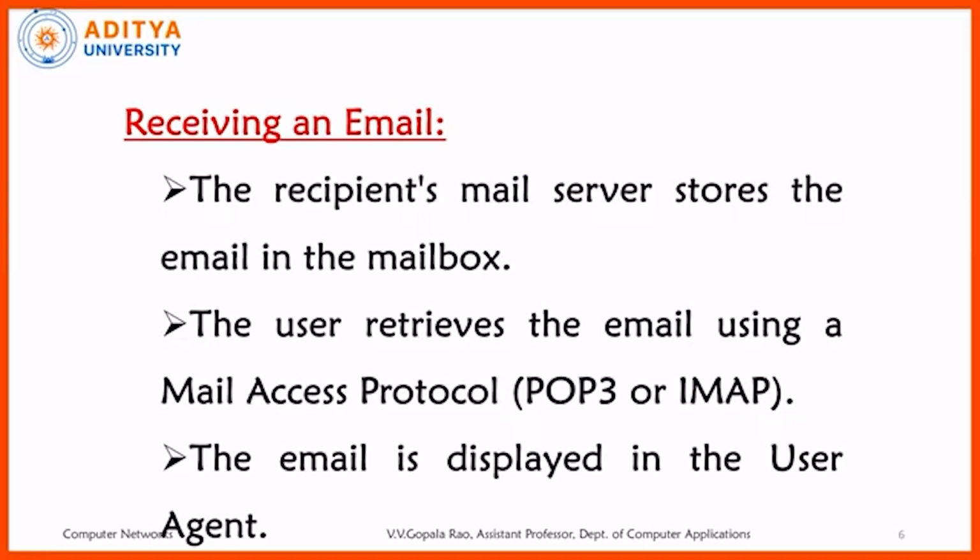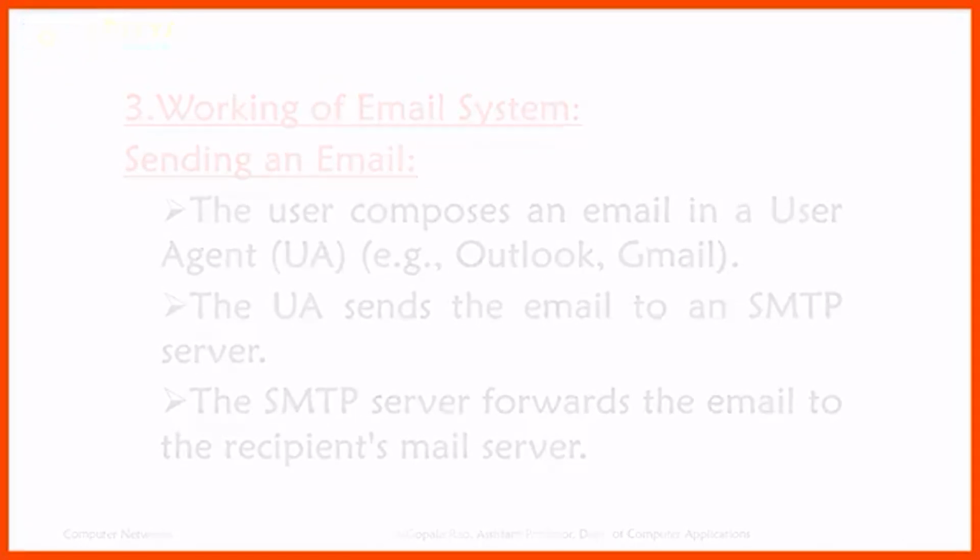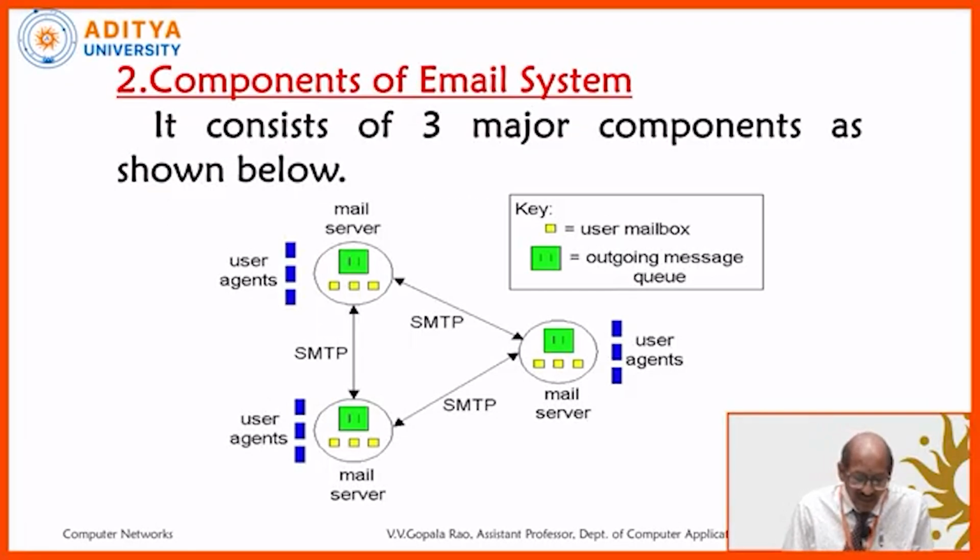The user retrieves the mail using protocols called POP3 or IMAP. We are going to see what these protocols are. Finally, the mail is displayed in the user agent, where the user sees the message by interacting with the user agent. If you see the figure again, you can have some clarity. You start with this user agent.